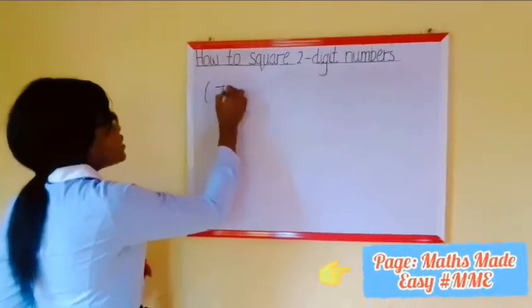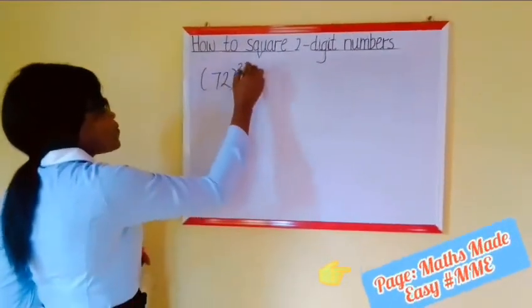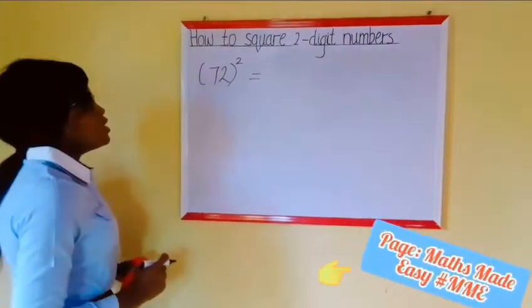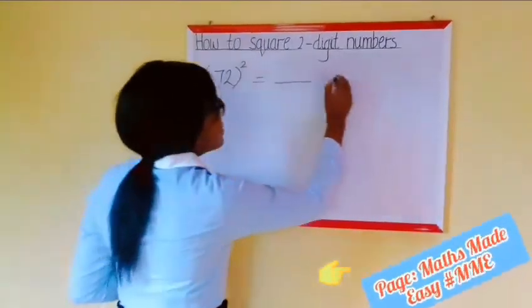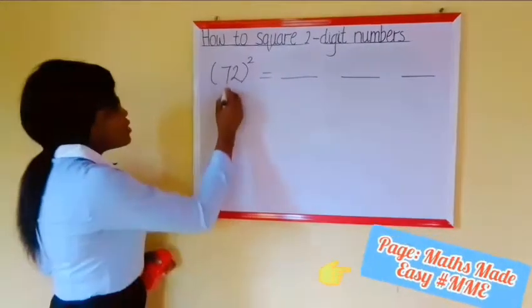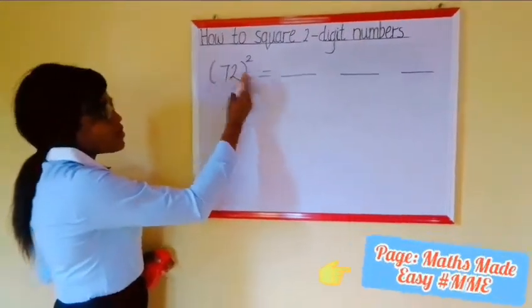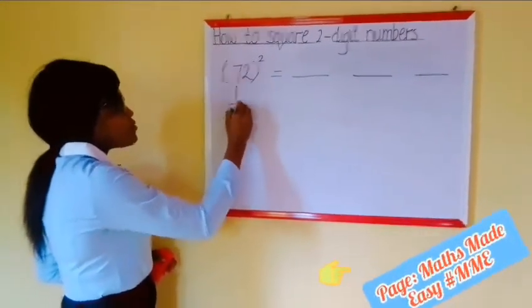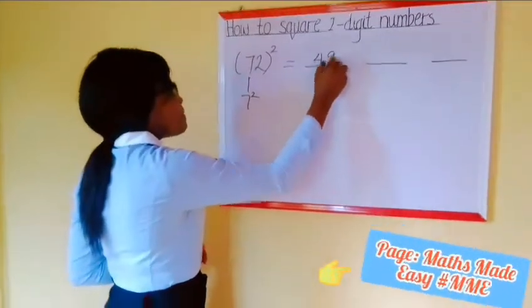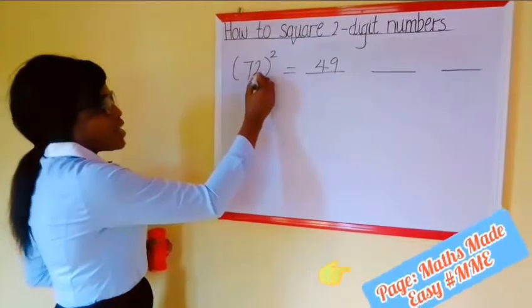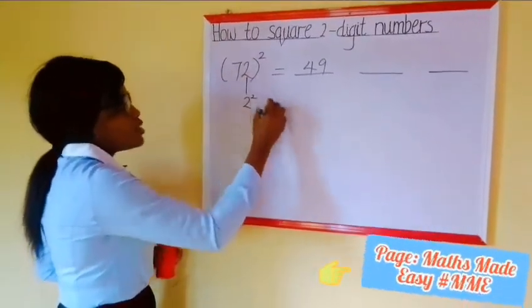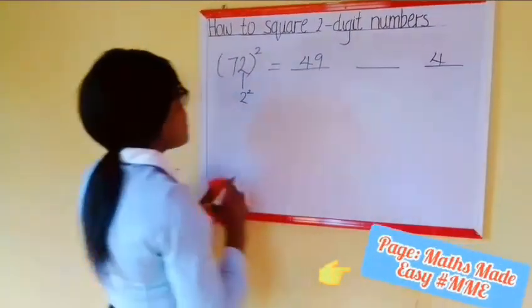Okay, let's just solve this, and this will be our last example. Then we move on. The square of 72. 3 parts for the solution. First, find the square of 7 for the first part. The square of 7 is 49. Then, for the last part, the square of 2 is 4.